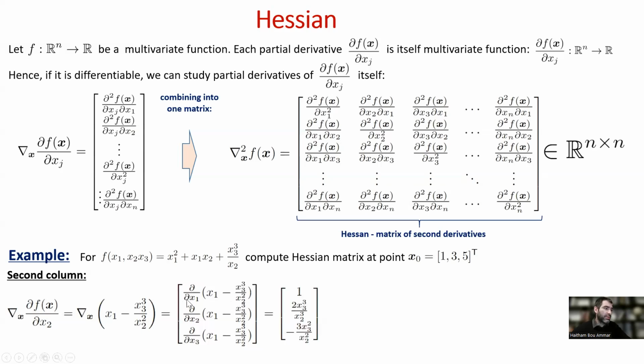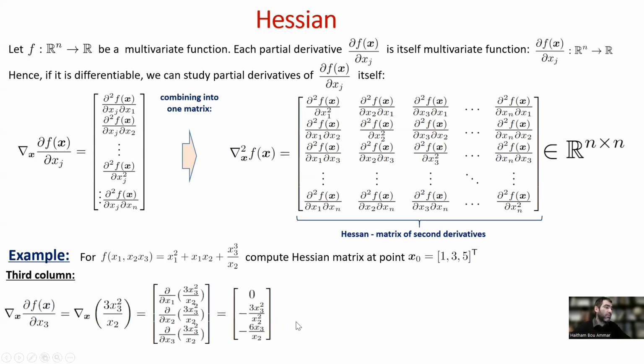So again, following the definition of the gradient, the first component will be the partial derivative of x1 minus x3 cubed divided by x2 squared with respect to x1, and it's 1. Then for the second component, we take the partial derivative with respect to x2, and this already will be some expression, 2x3 cubed divided by x2 to the power 3. And finally, when we take the third component, which will be the partial derivative with respect to x3 of the expression x1 minus x3 cubed divided by x2 squared, it will give you the result minus 3x3 squared divided by x2 squared.